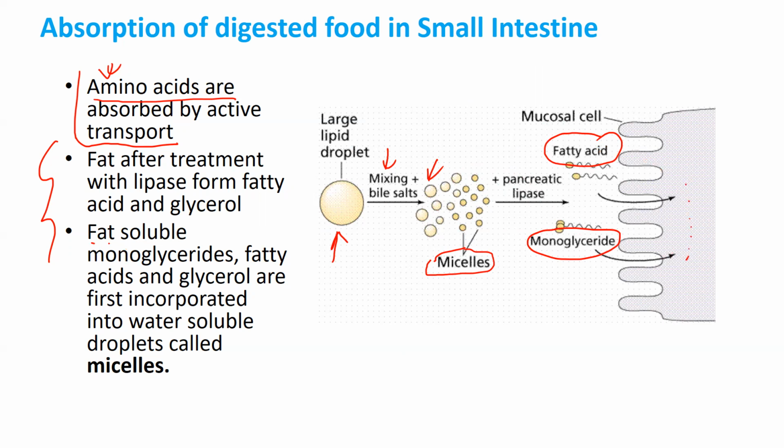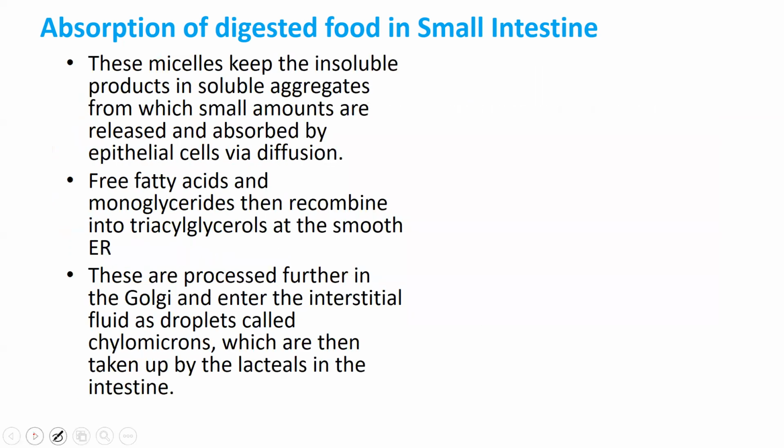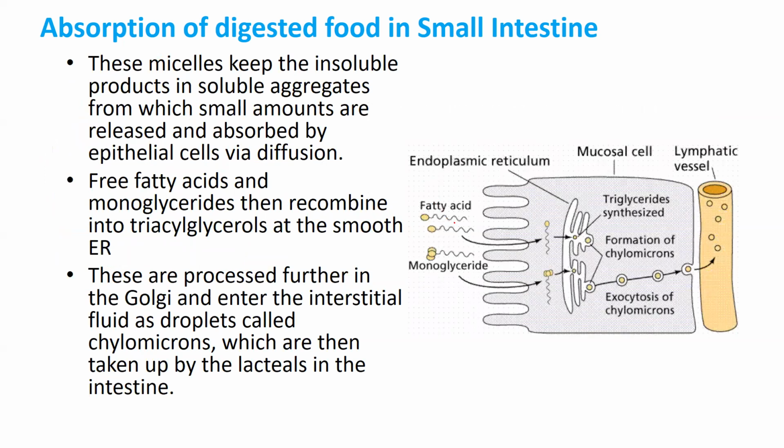right? So what we see is that fat soluble monoglyceride and fatty acid and glycerol are first incorporated into water soluble droplets called micelles, right? And this micelles after pancreatic lipase, in the form of fatty acids and monoglycerides, they enter into the villi, okay? Once it enters into villi, then what happens? Have a look at this diagram. They will enter into the endoplasmic reticulum. So mind it, both fatty acids as well as monoglyceride, they are entering into the endoplasmic reticulum. And once they enter into the endoplasmic reticulum, what happens? They are processed. After processing, they are pinched off.